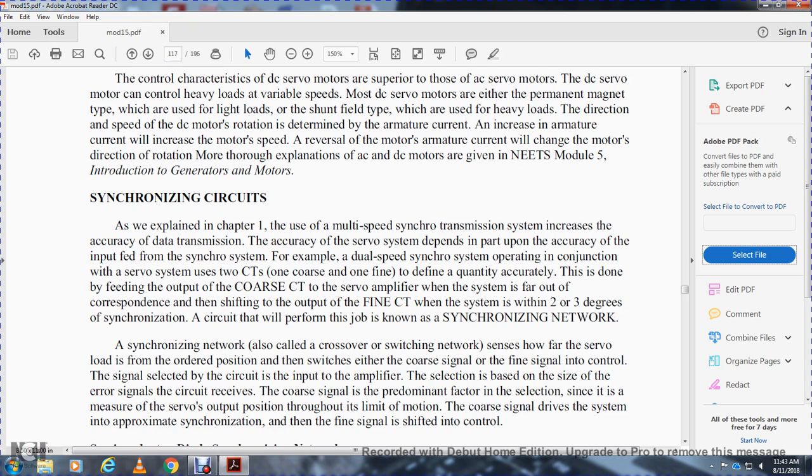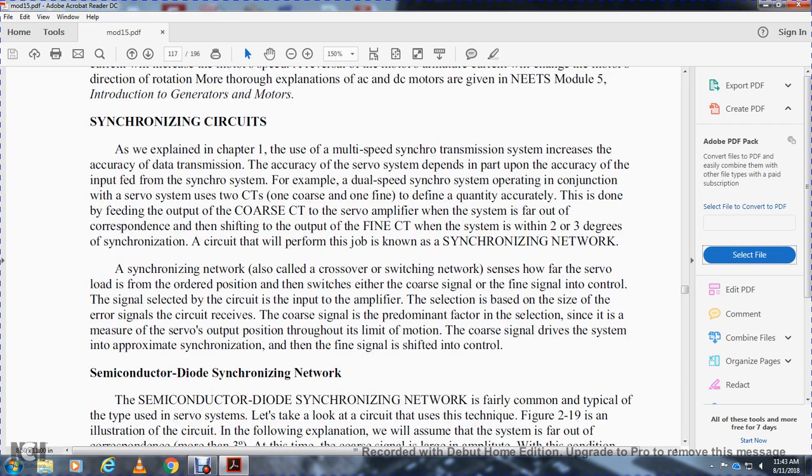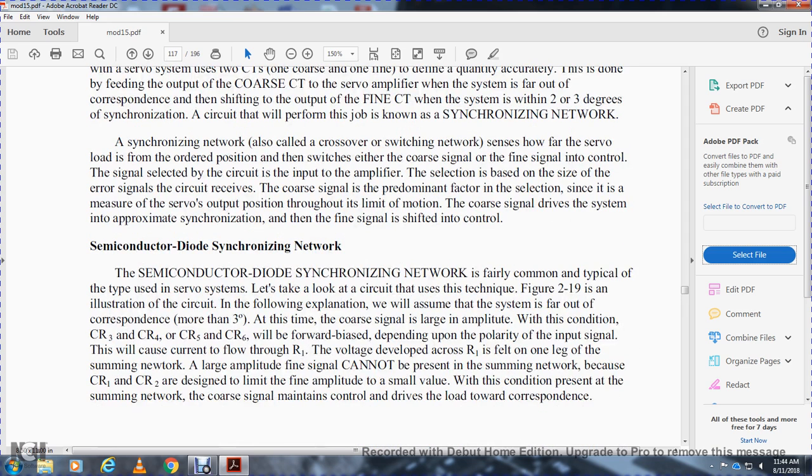The synchronization circuit performs this job. It is known as a synchronizing network, also called a crossover switching network. It comes into play when the servo is overloaded, and switches the input to the amplifier to either the coarse signal or the fine signal. The selection is based on the signal the circuit receives. The coarse signal is the predominant factor in the selection, essentially a measure of the servo output position throughout the limited motion. The coarse signal drives the system into proper synchronization, and the fine signal then takes over control.